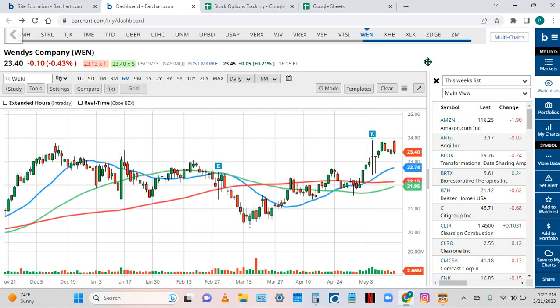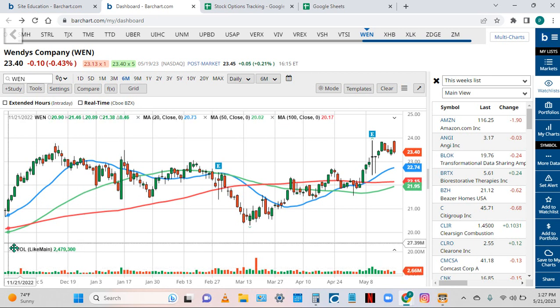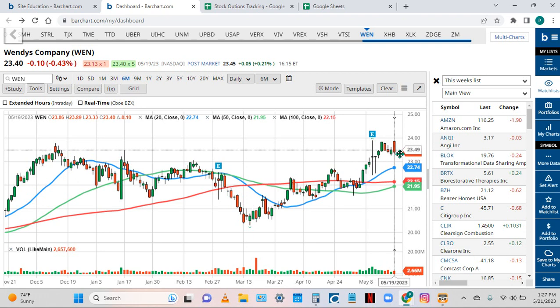Wendy's, if you like hamburgers, if you like Wendy's, this is a possibility. I like this one because it came up and then it consolidated through price and time since December. This thing's been moving down since December, and now it's finally kind of broken out. Can you guys see that where it's broken out? It's even made a turn here.